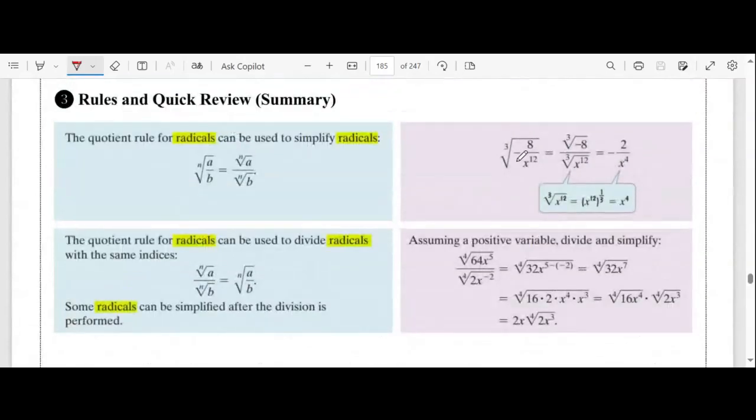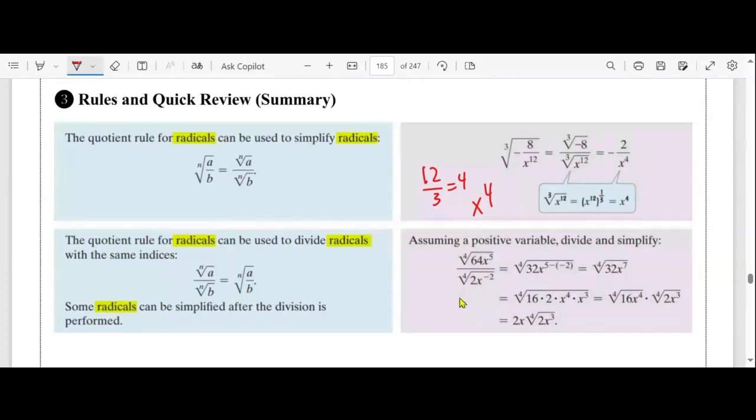I have the cube root of negative 8 over x to the power of 12. Now, can I take x to the power of 12 outside? Yes, because you divide 12 by 3. If you divide 12 by 3, what do you get? 4. So it's going to be x to the power of 4.